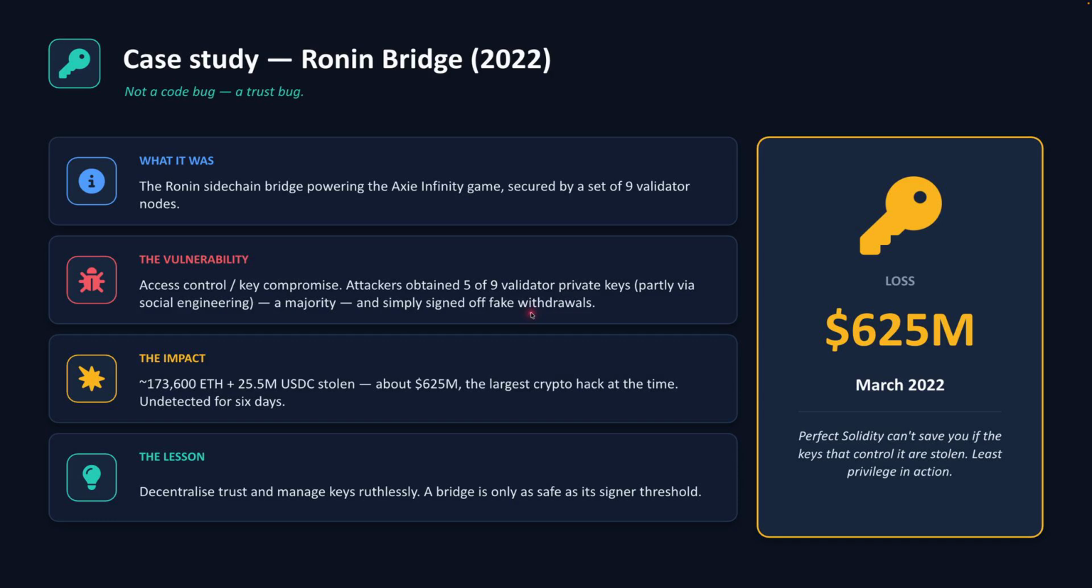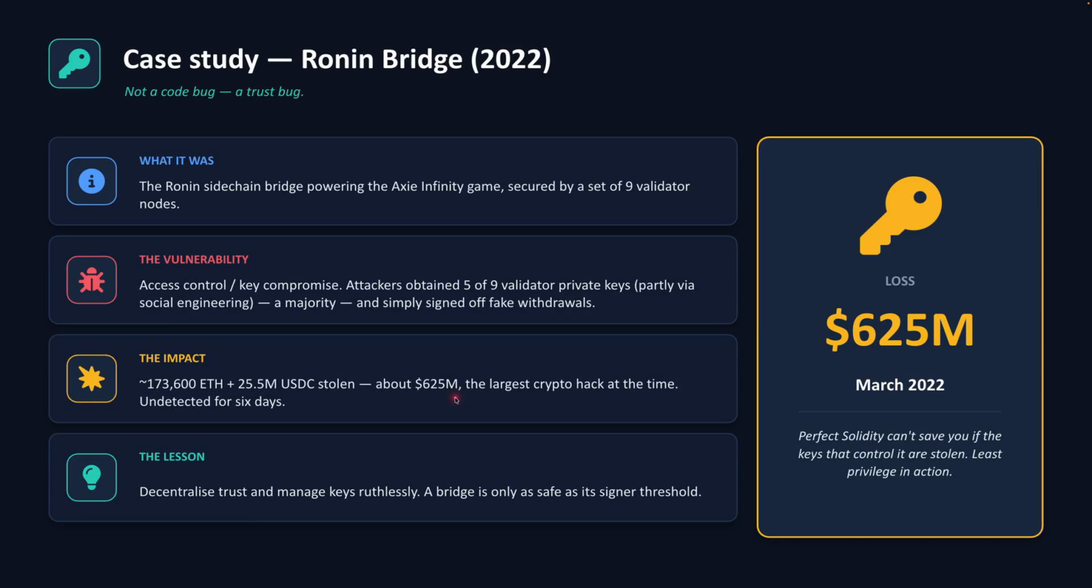What was the impact? Approximately 173,600 ETH plus 25.5 million USDC tokens were stolen, totaling about $625 million. The largest crypto hack at the time, and it went undetected for 6 days.